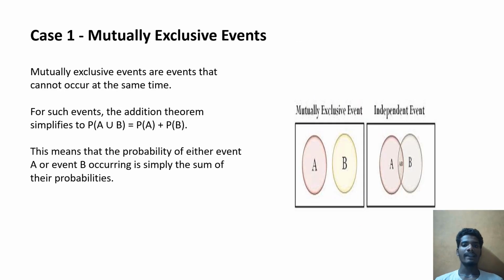Case 1. Mutually exclusive events. Mutually exclusive events are events that cannot occur at the same time. For such events, the addition theorem simplifies to P of A union B is equal to P of A plus P of B. This means that the probability of either event A or event B occurring is simply the sum of their probabilities.